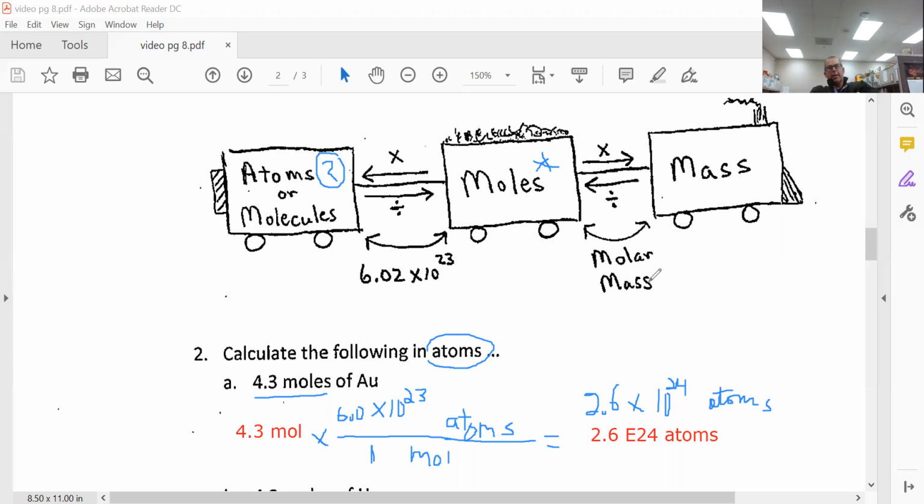All right, there's a key, I think, for all of page 8. What that was just to talk through on a couple problems. Hope that helps. Good luck riding your mole train.